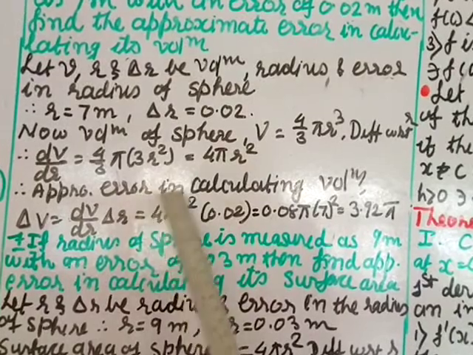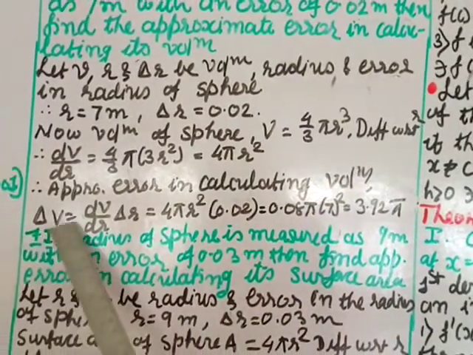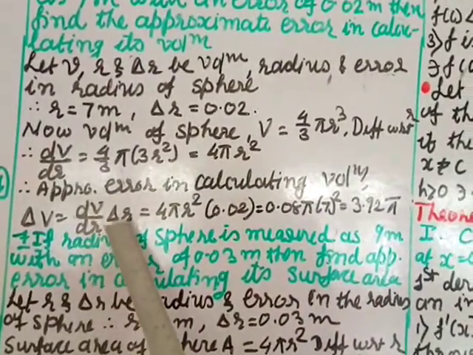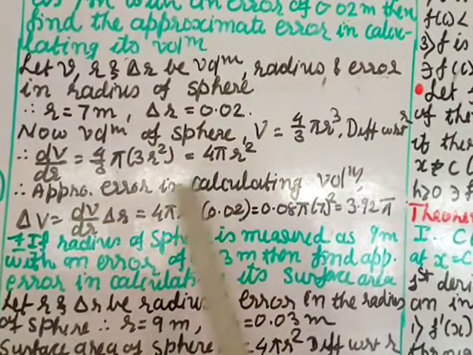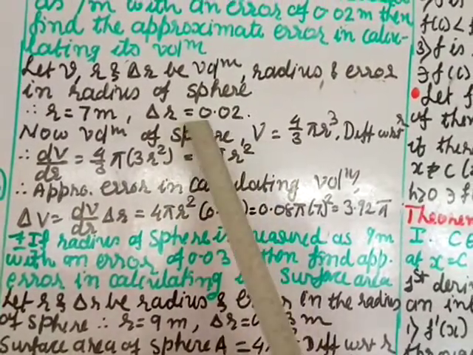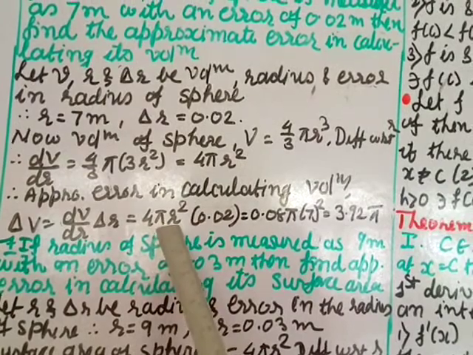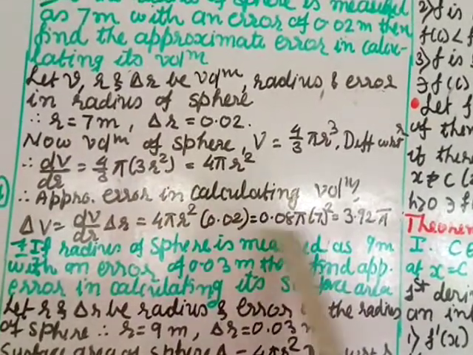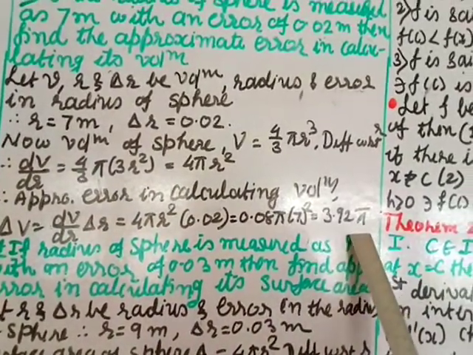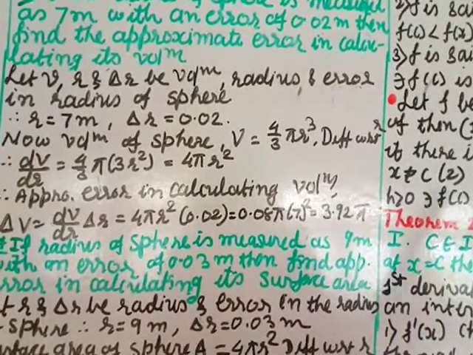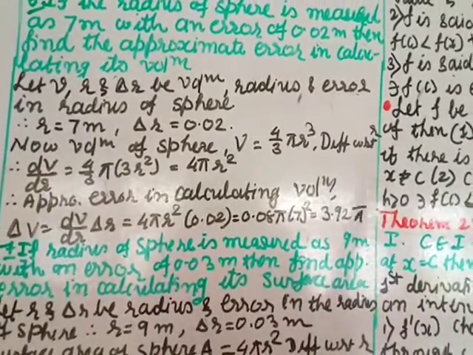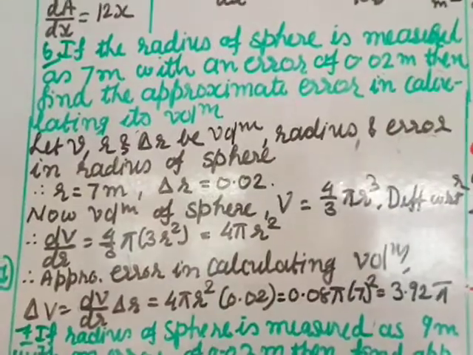Then approximate error in calculating volume is delta V is equal to dV by dr into delta r. dV by dr is this value 4 pi r square and delta r 0.02. Put the value and r value you put as 7. So when you put value you get 3.92 pi, and this is volume, so meter cube. Okay, so that is the answer for question number 6.